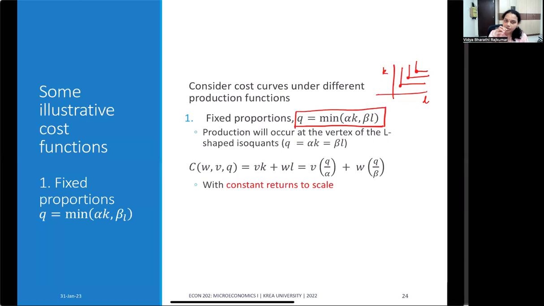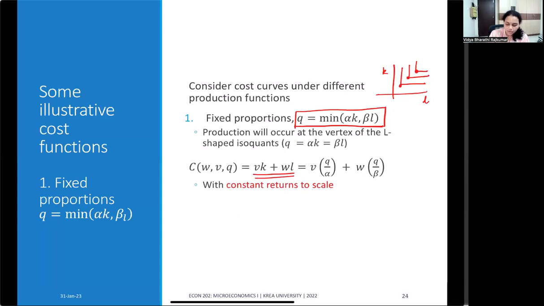For such production functions, we don't need to write down the Lagrangian for the fixed proportions case because we know that production can only happen at that one point. There is no point in solving an optimality problem here because we can just identify the point directly from the graph. So we write our cost function directly. C, the cost, is just VK plus WL.